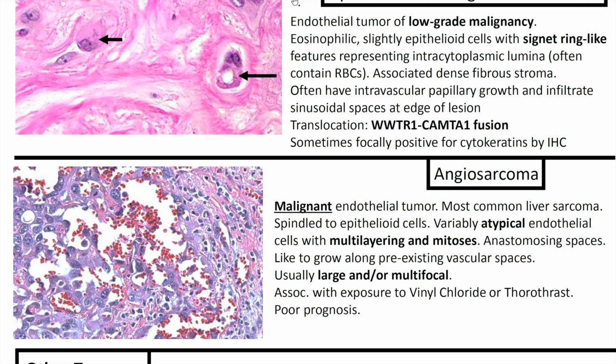So this is an endothelial tumor of low-grade malignancy. You're going to have eosinophilic, slightly epithelioid cells with signet ring-like features representing intracytoplasmic lumina, often containing red blood cells. You're going to have an associated dense fibrous stroma that we see in the background, often have intravascular papillary growth and infiltrate sinusoidal spaces at the edge of the lesion.